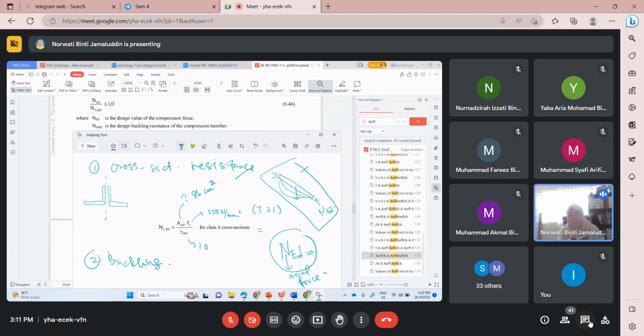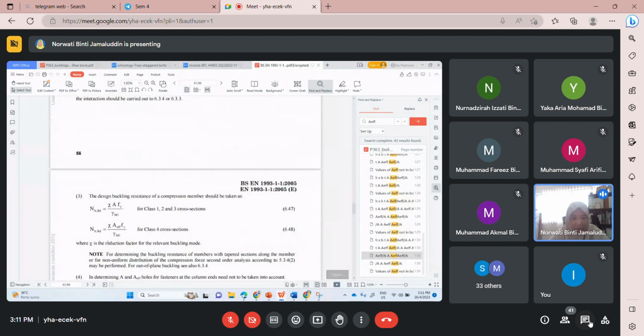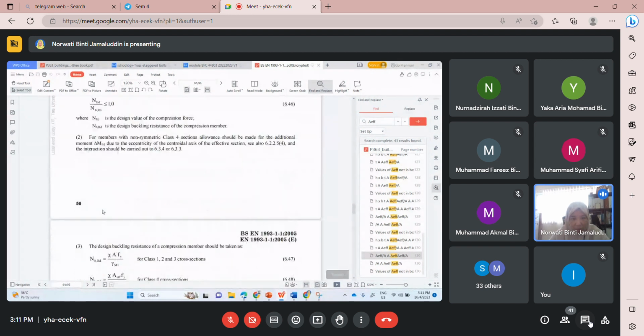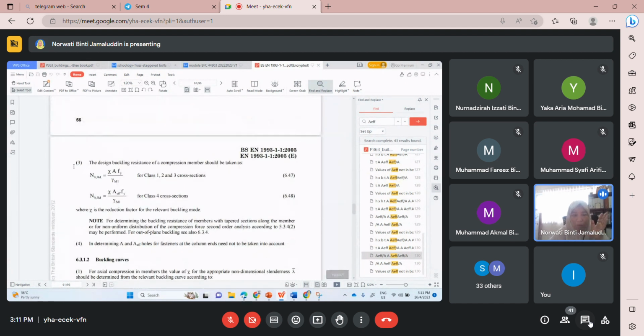Okay. This is just symmetric at one axis. But for this axis, no. Bukan. But still symmetry for one axis. Okay, so this is not our concern. It said for class non-symmetric class 4 blah blah blah, you need to refer to 6.2, should be carried out 6.3.4, 6.3.3. So you need to read one by one. Since it doesn't concern us, we move on.